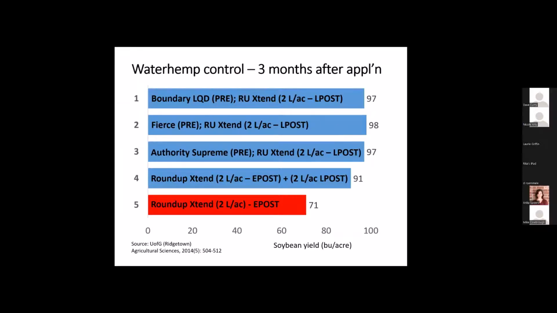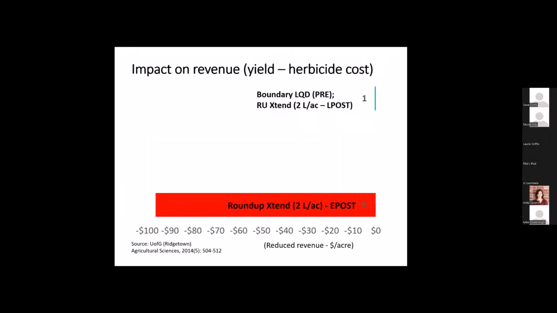If we look at the revenue side of things, we lose the most money from just that single application approach, even with a residual herbicide, because we're not achieving great control. So this flips the game, right? We're now not achieving excellent control with a single application of a particular herbicide. We need layered approaches. In this particular set of trials, it was Boundary Liquid followed by Roundup Extend that maximized revenue, although all the other residual herbicides were in the ballpark.